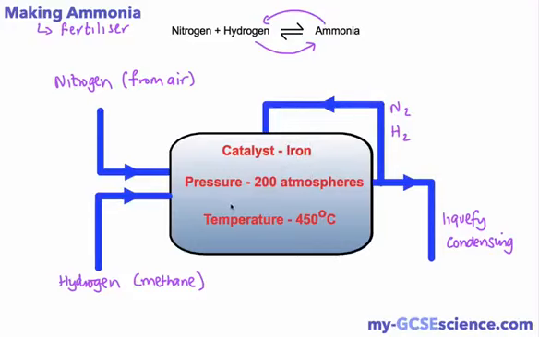And we also increase the pressure because we have two gases. If we increase the pressure, we bring them closer together, and that will help us to increase the rate of reaction. And the pressure that we have is 200 atmospheres. So you do need to know the fact that we have an iron catalyst, a pressure of 200 atmospheres, and a temperature of 450 degrees, and this will help us to increase the speed of reaction and also increase the amount of ammonia produced, in other words, the yield. So these are the conditions that are used, and this is the overall process of how the ammonia is made.